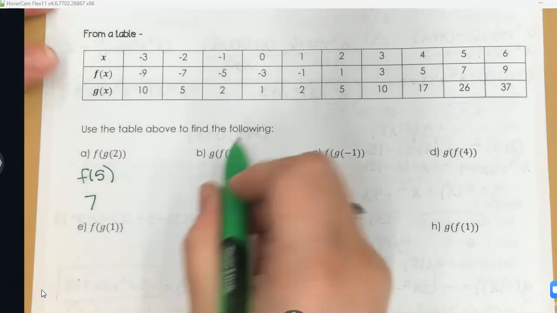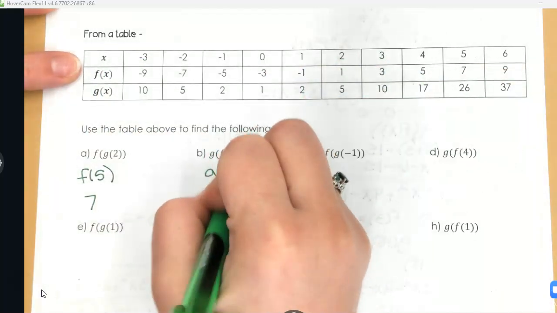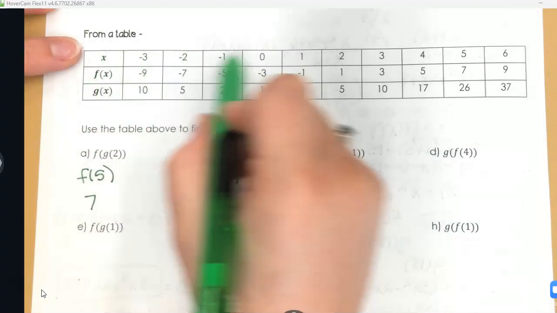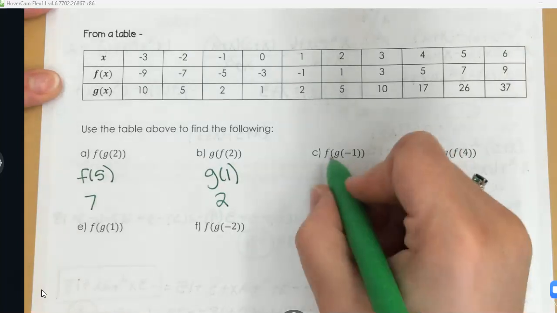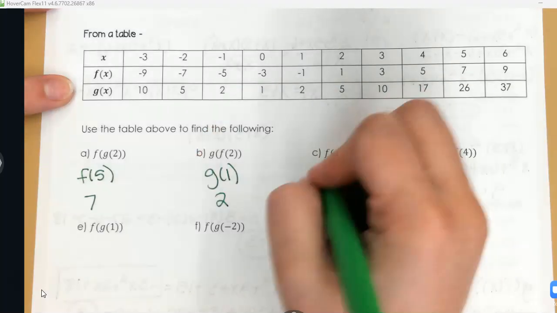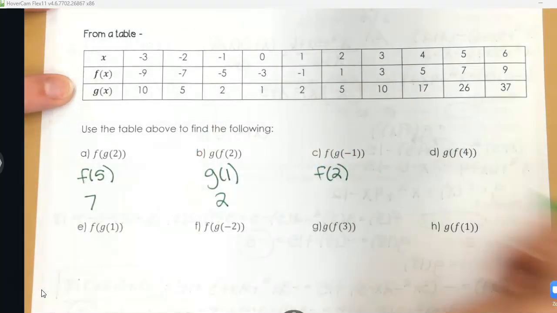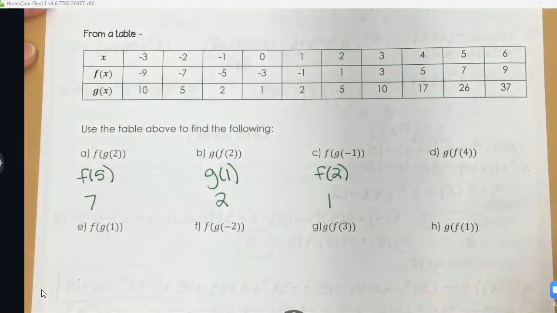On B, I'm starting with f of 2. So when x is 2, I look at the output for f, which is 1. Now I want to find g of 1. So when x is 1, my output for g is 2. On C, starting with g of -1, when x is -1, my output for g is 2. So now I want f of 2. When x is 2, the output for f is 1.